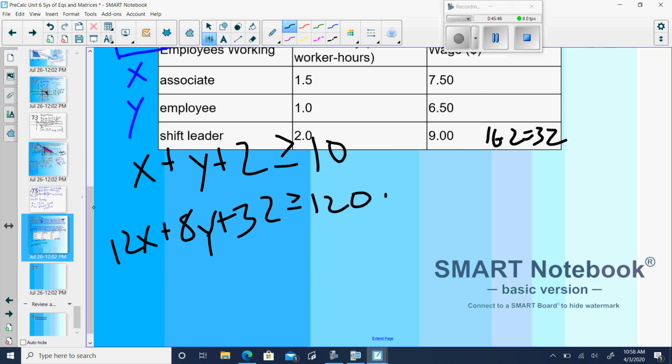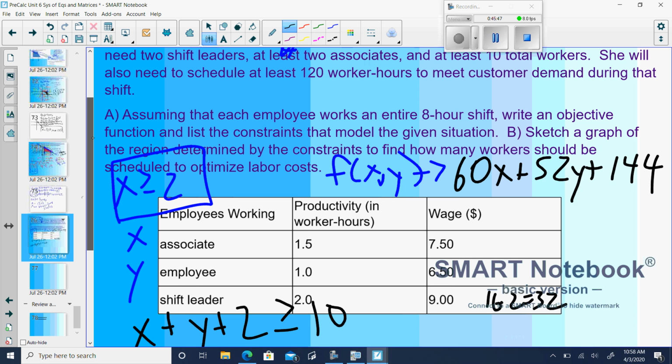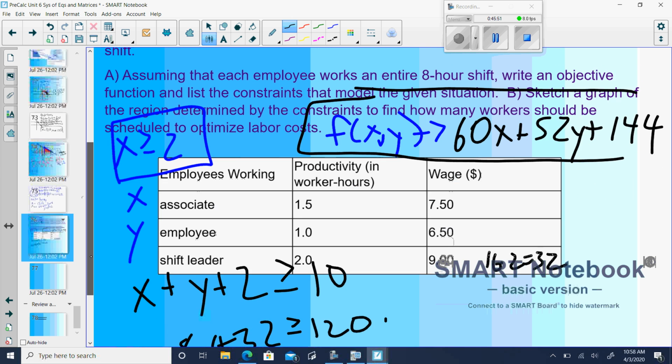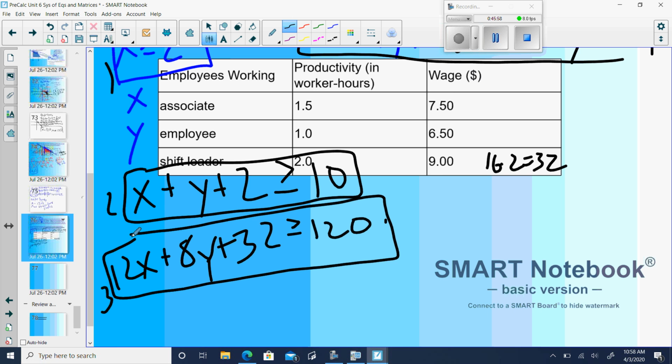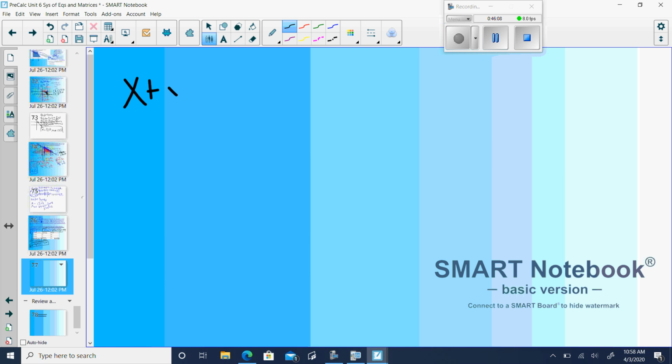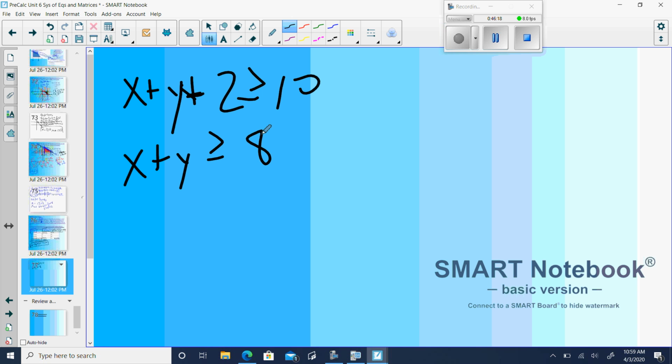All right, so we have our objective function, and we have our 1, 2, 3 constraints. Let's go ahead and sketch our graph and see how we can optimize these labor costs. So we have x plus y plus 2 is greater than or equal to 10. So x plus y is greater than or equal to 8. So y is greater than or equal to 8 minus x.